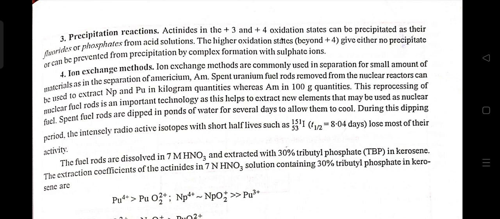Spent uranium fuel rods removed from the nuclear reactors can be used to extract plutonium and neptunium in kilogram quantities, whereas americium in 100-gram quantities. This reprocessing of the nuclear fuel rods is an important technology as it helps to extract new elements that may be used as nuclear fuel. Spent fuel rods are dipped in ponds of water for several days to allow them to cool. During this period, the intensely radioactive isotopes with short half-lives lose most of their activity.